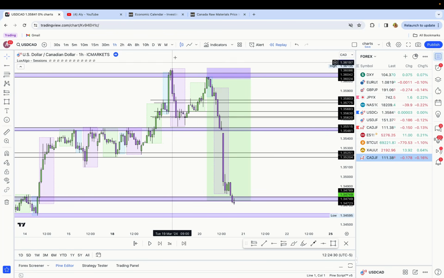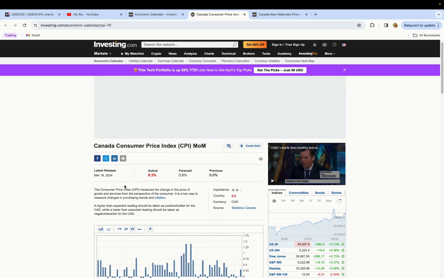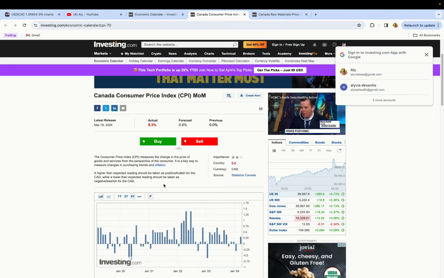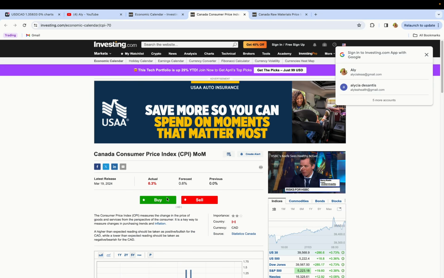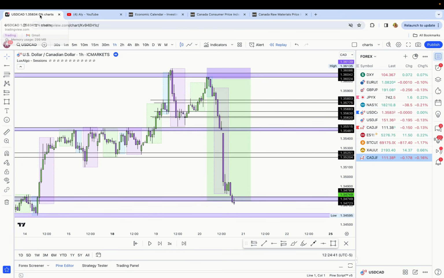The 19th was right here, okay? It said that the Canadian, so this was basically negative. And you guys can look at this too. You can click on the title and it can tell you what it's about, the consumer price index, and it'll say stuff like, a higher than expected reading should be taken as positive. A lower than expected reading should be taken as negative for the CAD. So this was negative on March 19th.